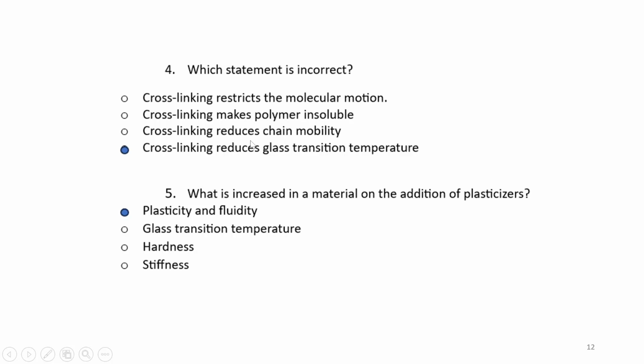Okay, so cross-linking will be reducing your chain mobility. It will be making your polymer more insoluble, and it will be restricting molecular motion. And cross-linking will increase glass transition temperature. So why will it be increasing? Because it will be enhancing the range in which your polymer will be reacting as brittle material. So that will be the incorrect option.